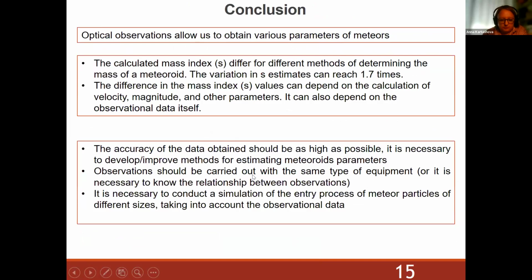Okay, in conclusion, the calculated mass index is different for different methods of determining the mass of a meteoroid. The difference in the mass index values can depend on the calculation of velocity, magnitude, and other parameters. It can also depend on the observational data itself. And the values of s can differ by up to 1.7 times. We will investigate what influenced the difference in the mass index values so much, but in any case, we should take into account the approaches of the mass estimations in our investigations. Okay, thank you for your attention.